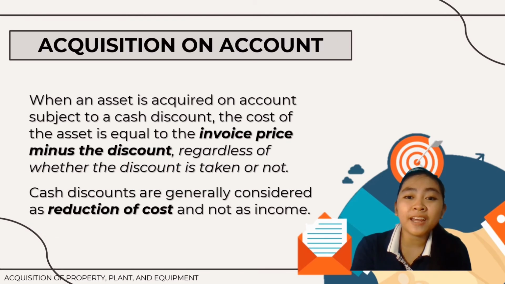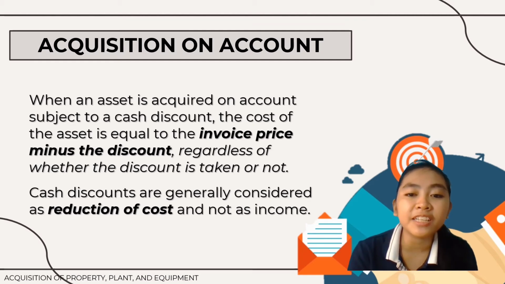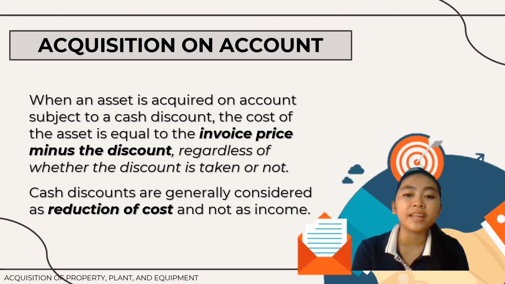The next one is acquisition on account. When an asset is acquired on account subject to a cash discount, the cost of the asset is equal to the invoice price minus the discount, regardless of whether the discount is taken or not. Cash discounts are generally considered as reduction of cost and not as income.